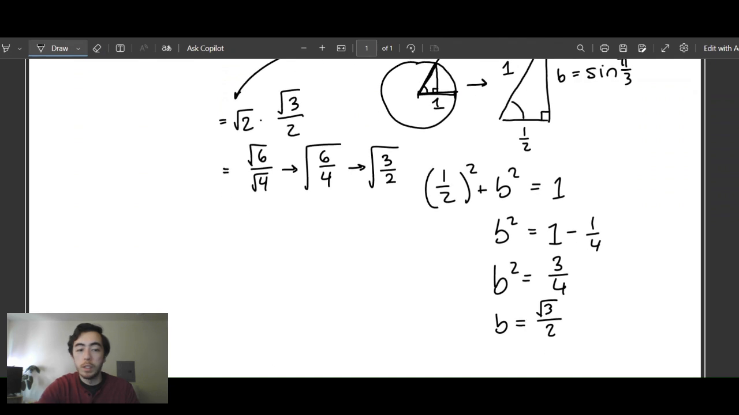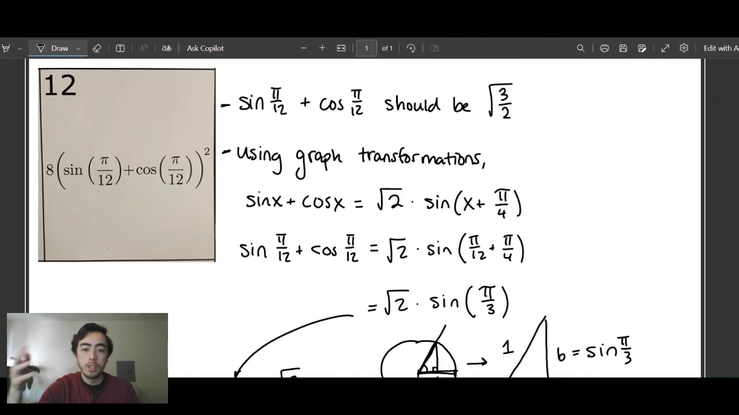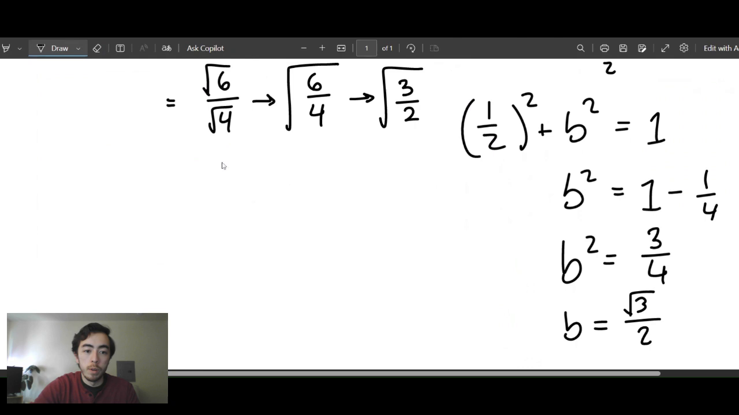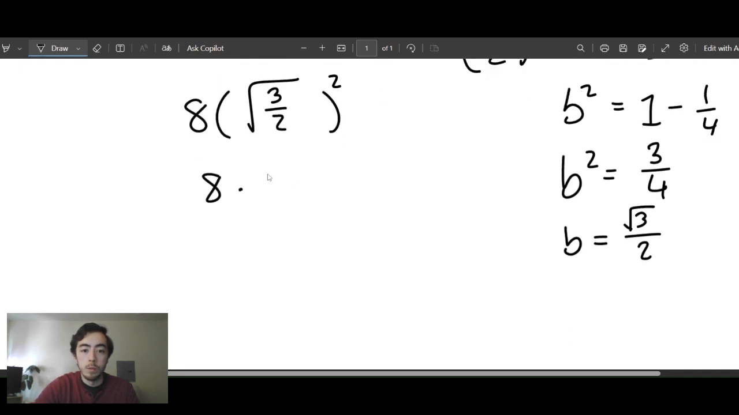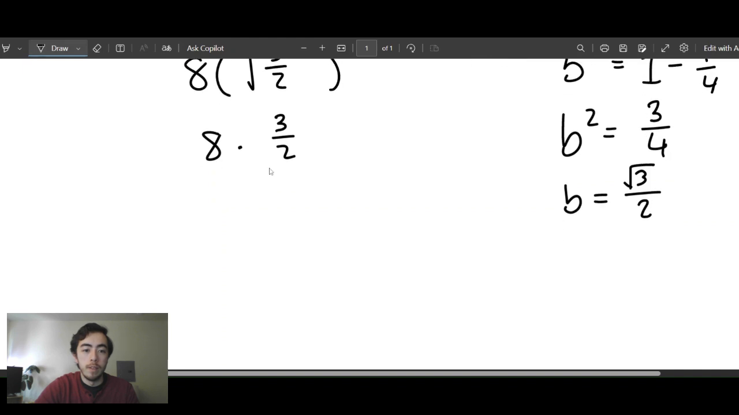And that basically proves that the number is 12. But let's just run through the math real quick. We're going to do 8 times square root of 3/2 squared. The square root cancels with the squared. And then finally, I'm noticing that I could make a 4 out of the 8 and then divide by 2, and then 4 times 3 is 12. So there we go.